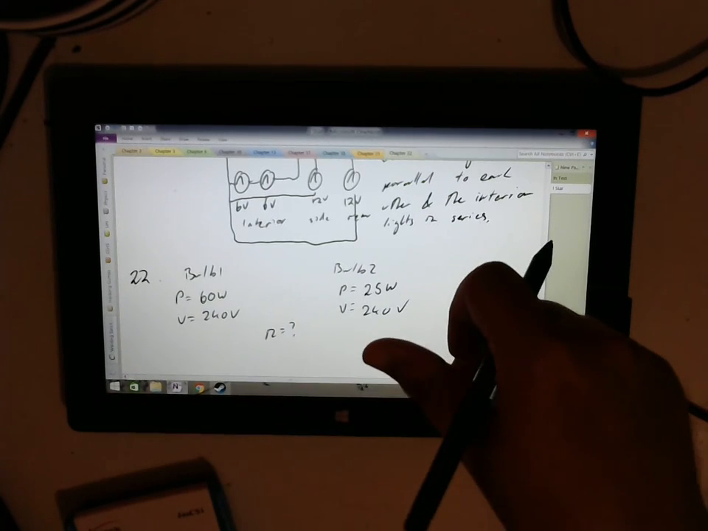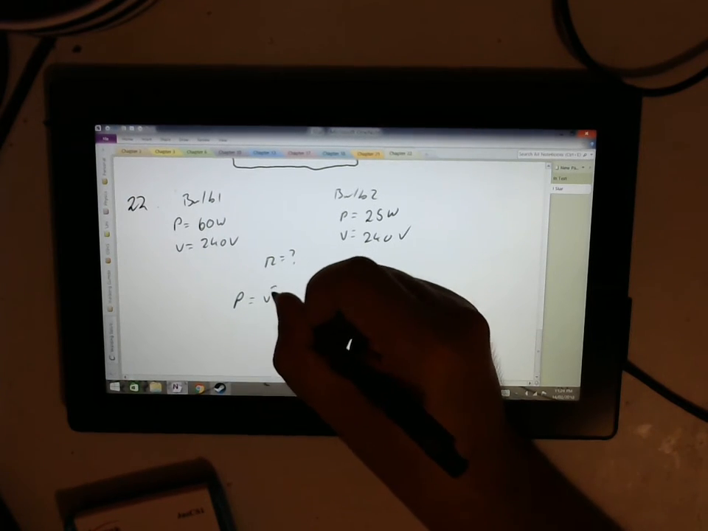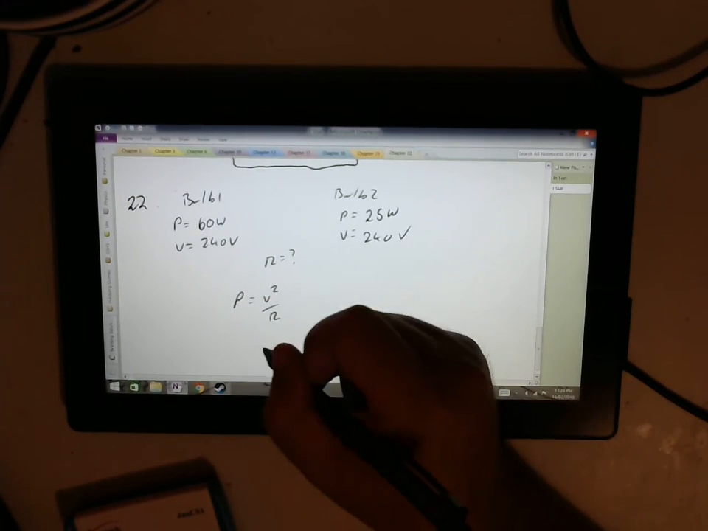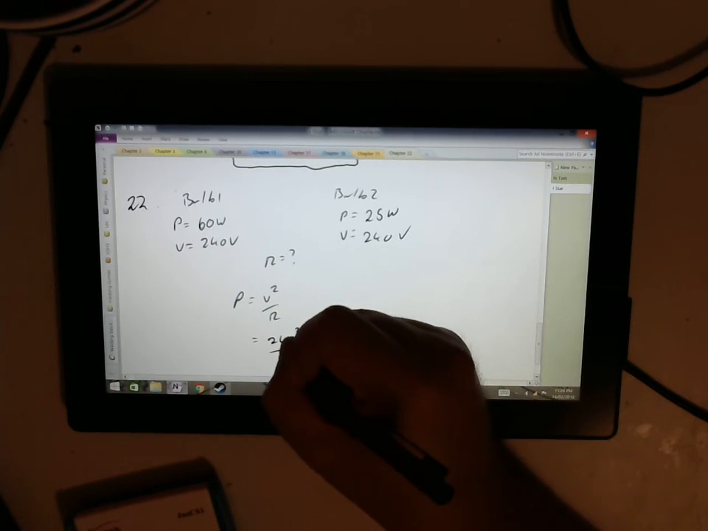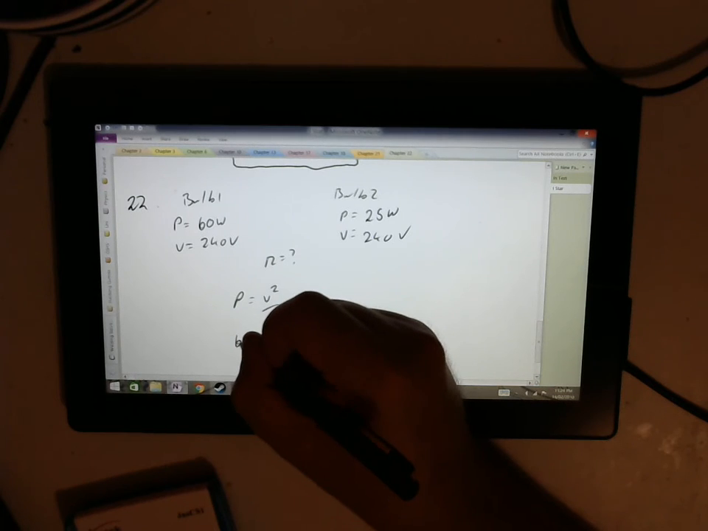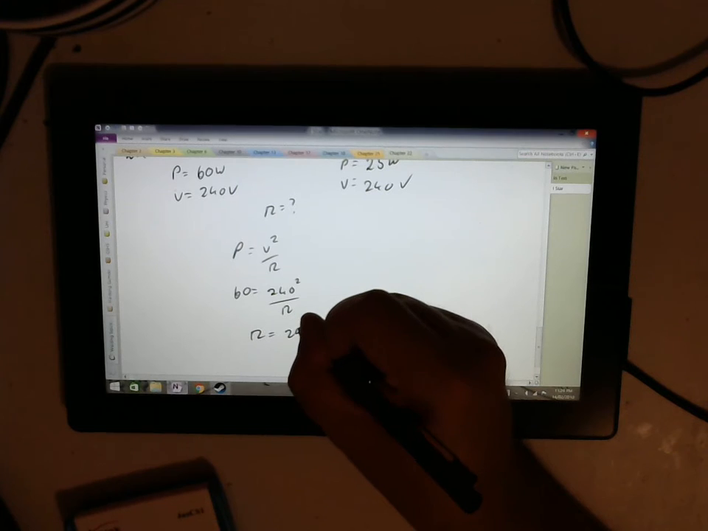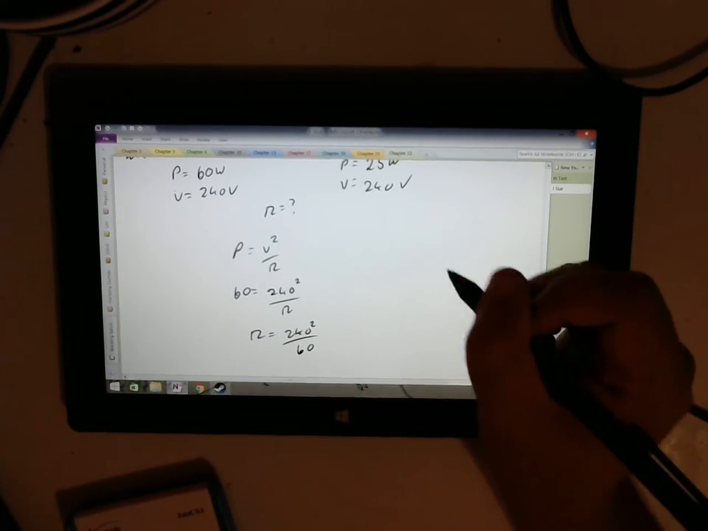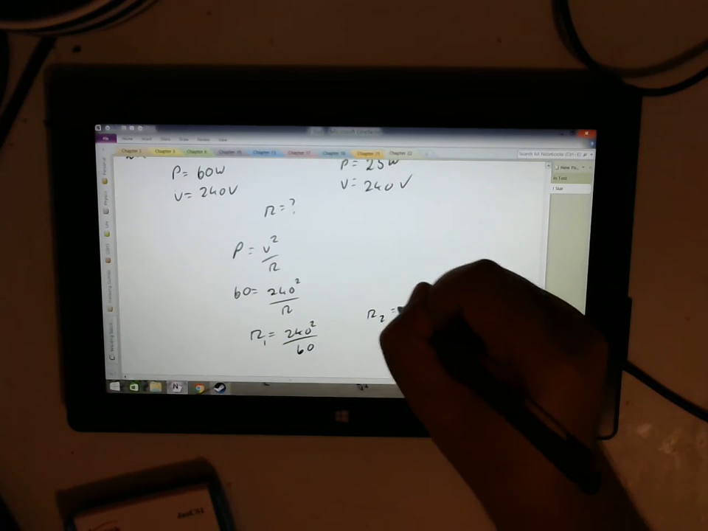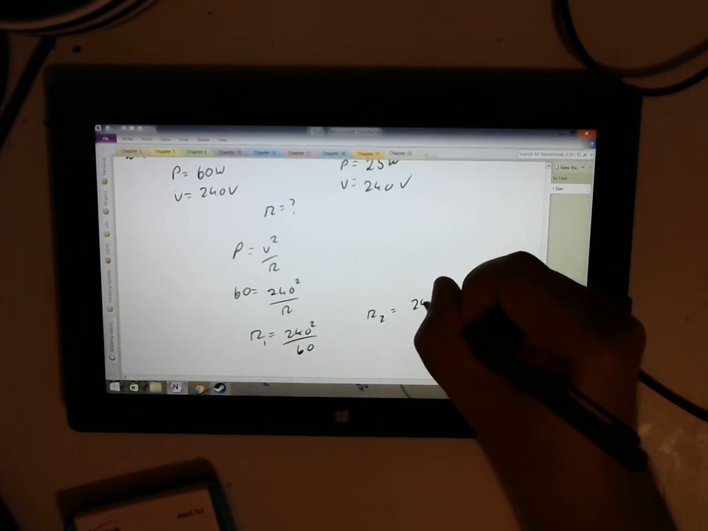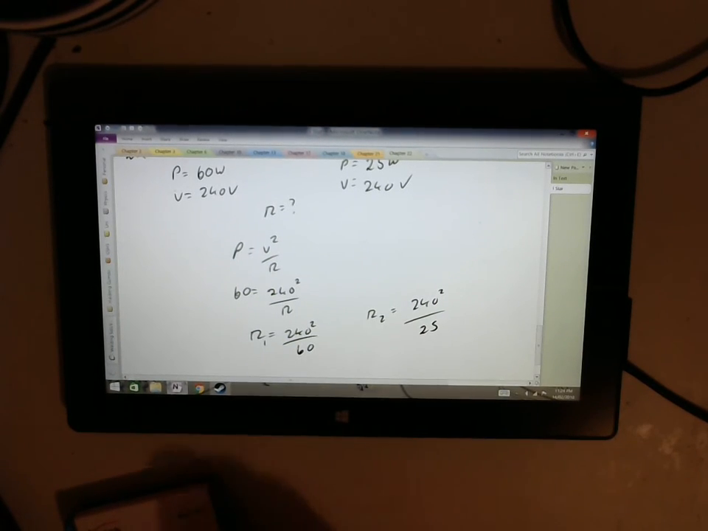Well, we have a formula that links these three things together. We know that power equals voltage squared over resistance. So for this one, 240 squared over resistance is equal to 60. So R equals 240 squared over 60. And we can do the same thing here. Let's call that R1 and R2. Let's sub those numbers in: 240 squared over 25.